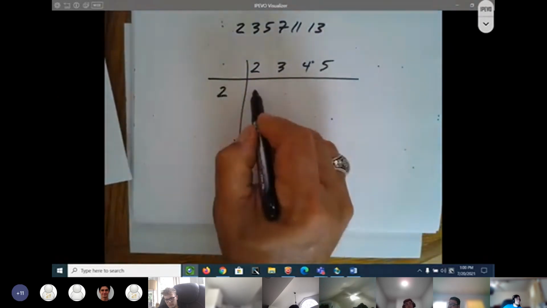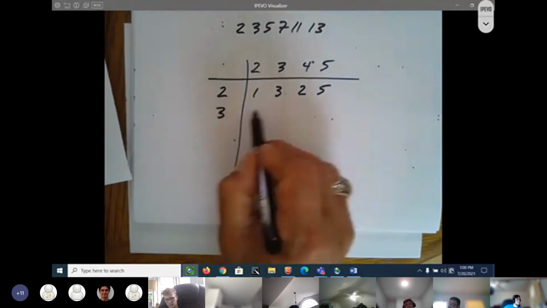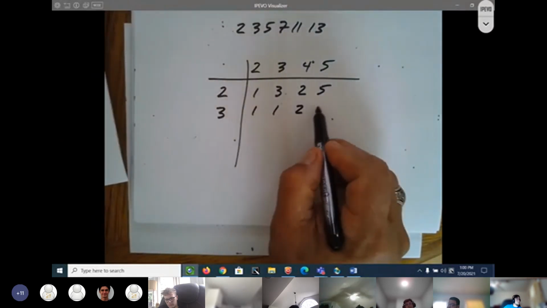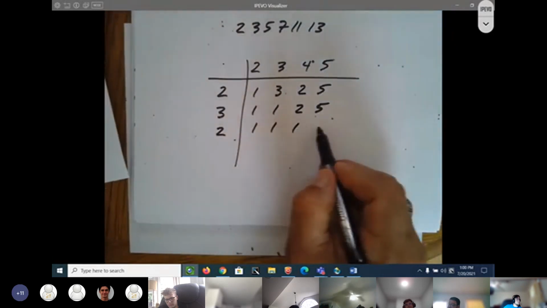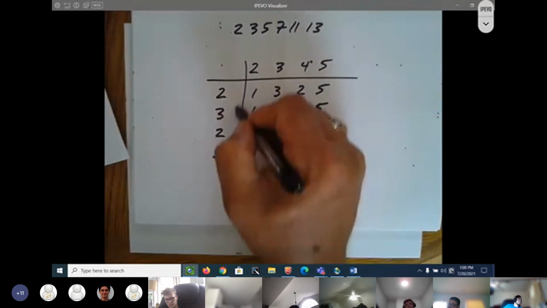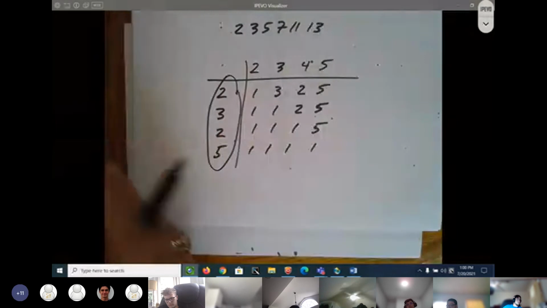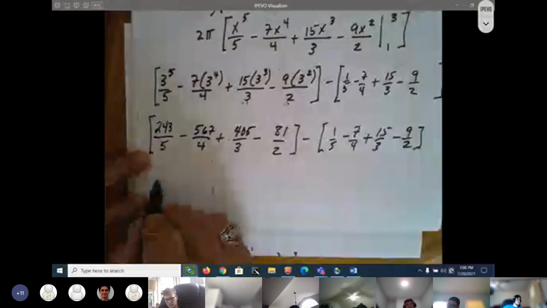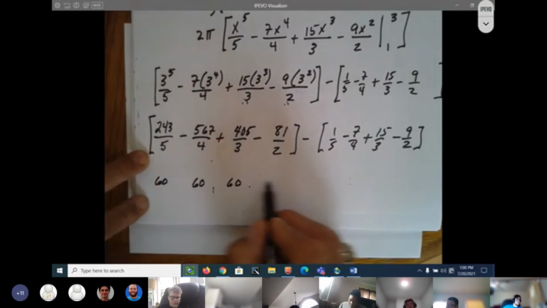Let's see, 2, that's a 1, 3, 2, 5. 3, 1, 1, 2, 5. 2, 1, 1, 1, 5. 5, 1, 1, 1, 1. So 10 times 6 is 60. Trying to find the greatest common factor. That's what I just found, yes.